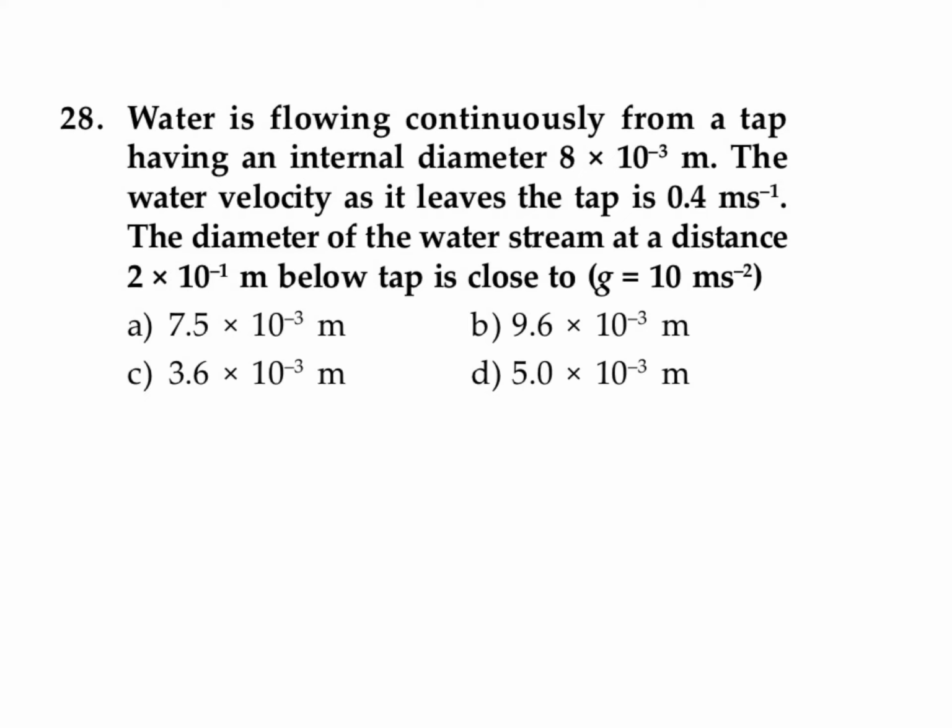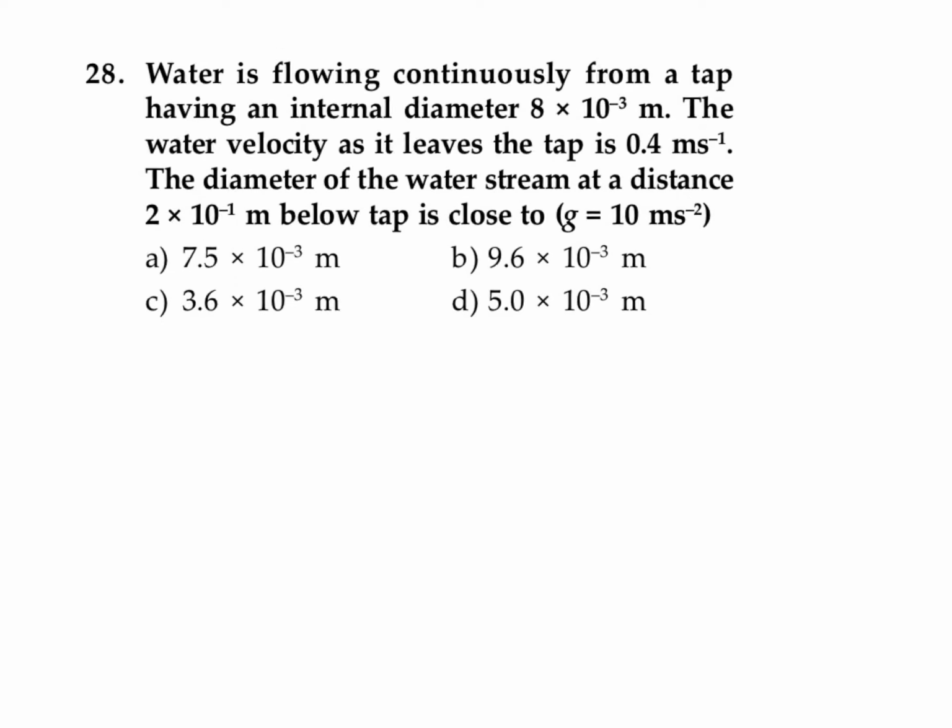In this question, it is given that water is flowing continuously from a tap having internal diameter of 8 into 10 raised to minus 3 meter. The water velocity as it leaves the tap is 0.4 meter per second. The diameter of water stream at a distance 2 into 10 raised to minus 1 meter below the tap is close to.